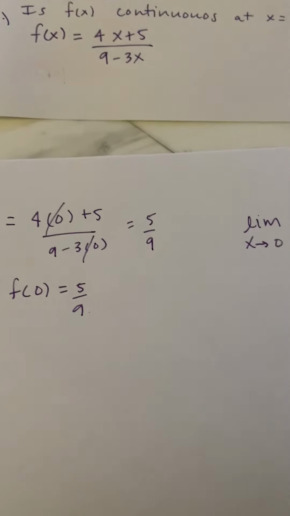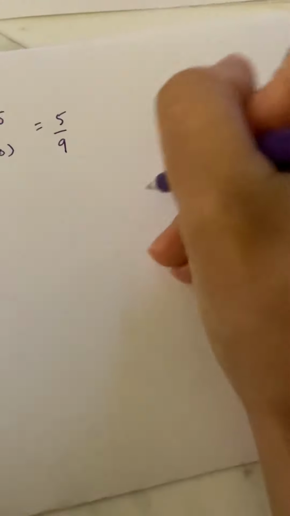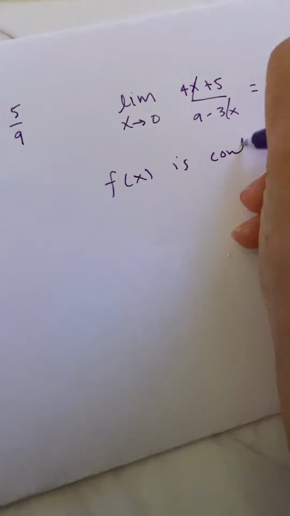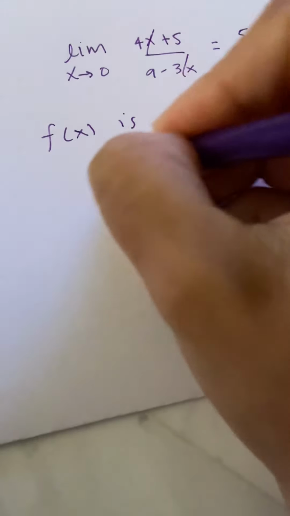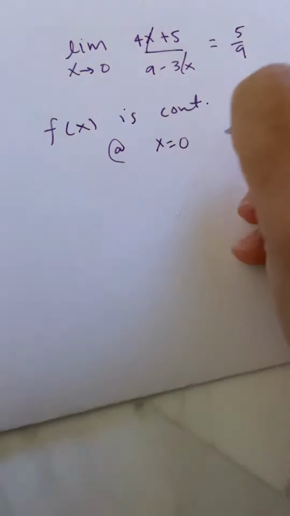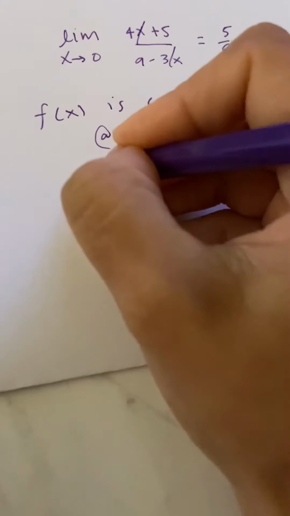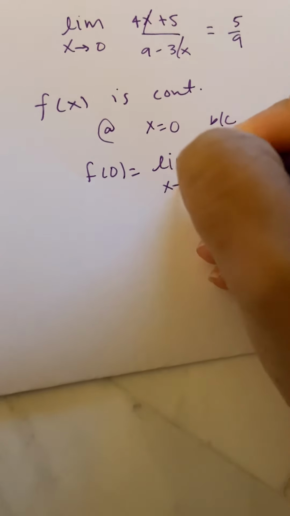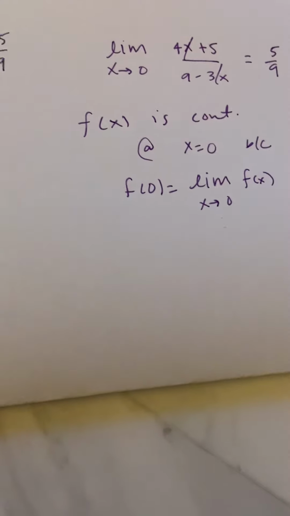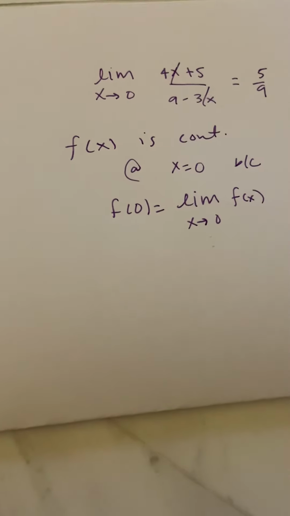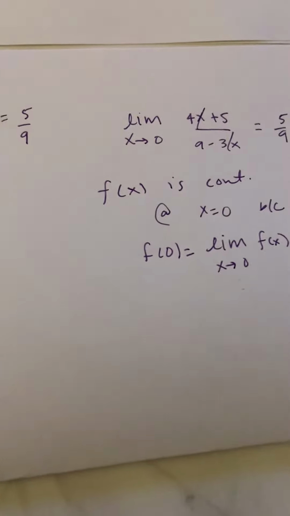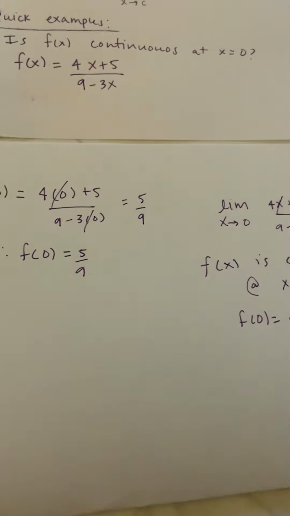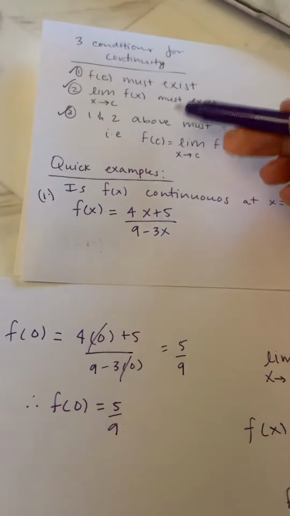So I can say that f of x is continuous at x equals 0 because f of 0, which is my function value, is equal to the limit as x approaches 0 of f of x. So that's sufficient. That is sufficient to say that you have continuity. Okay, you have to touch on all those three points, these three conditions.